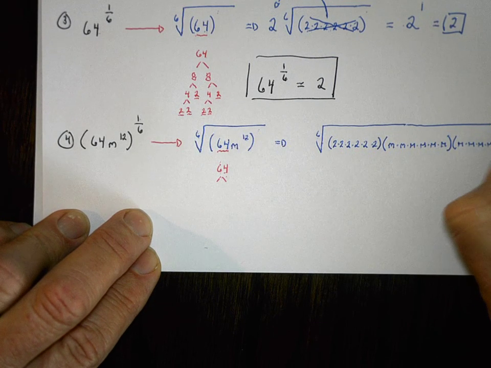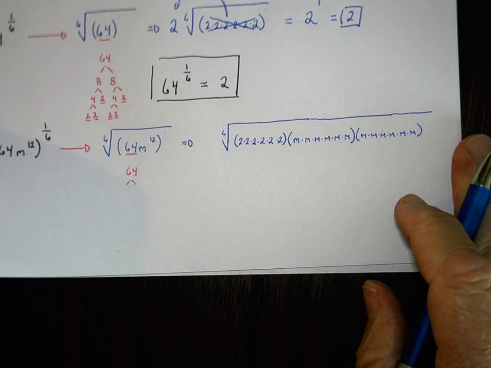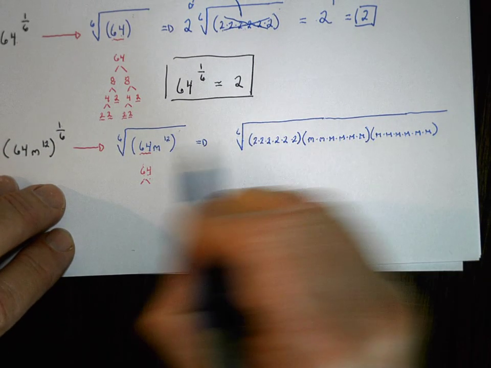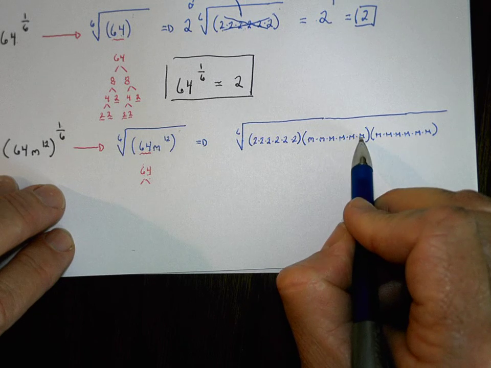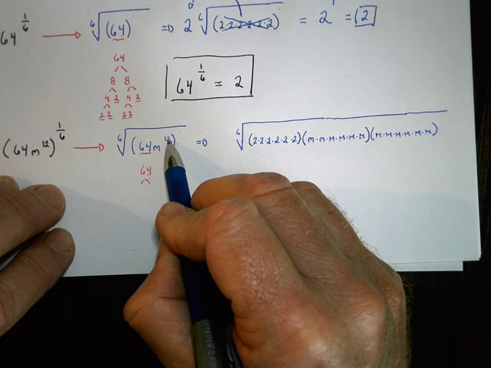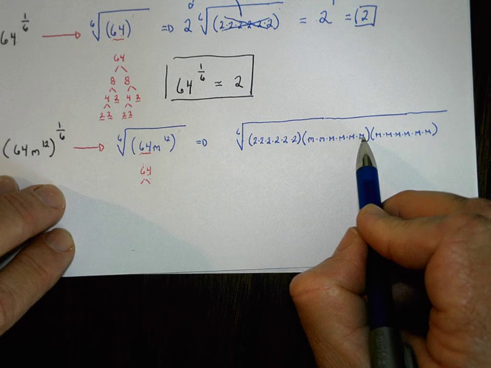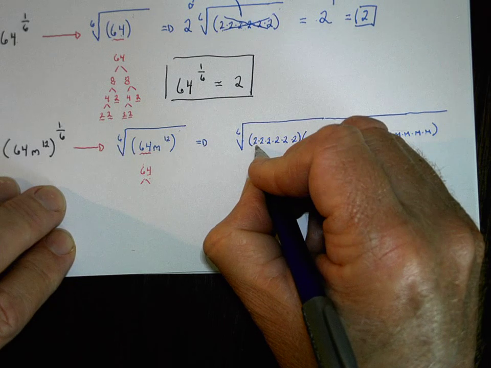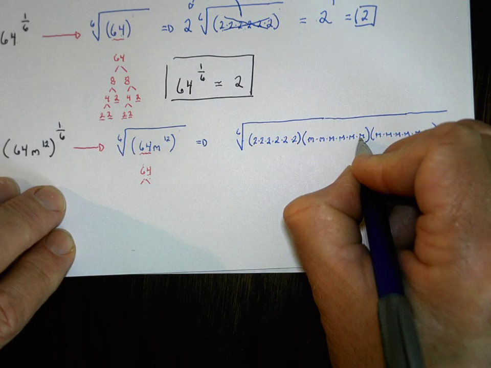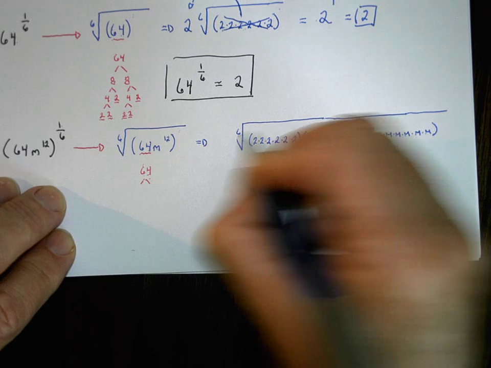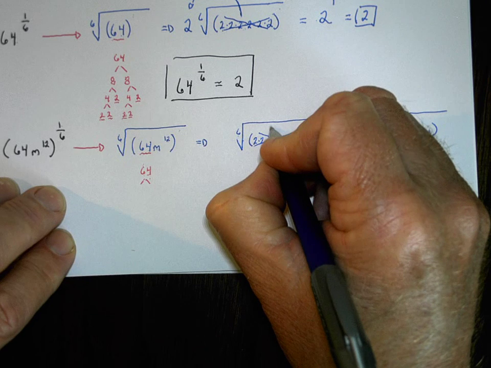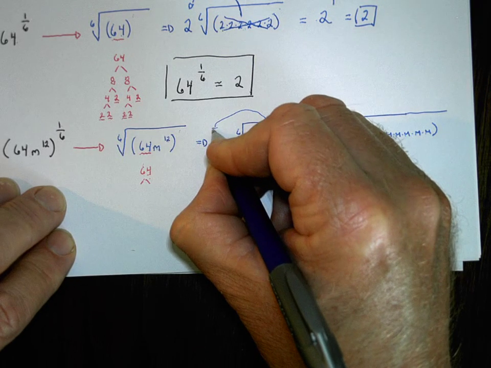When I want to evaluate this, I ran out of room, so let me pull my paper this way a little bit so you can see it. You can see I have 2 times 2 times 2 times 2 times 2 times 2, which is 64. And then I have m to the 6, and another m to the 6, which means I have m to the 12. Once again, why did I group them in identical sets of 6? Because my index was 6. Now I'm looking for identical numbers or variables in identical sets of 6, because the index is 6. Here I have identical 2's, 6 of them. So I cross them out, and the rule is you put them out in front of the radical. So there's going to be a 2 out there.